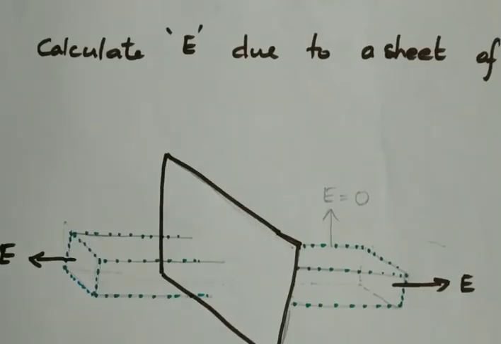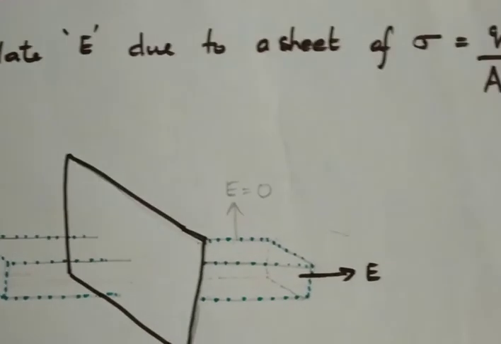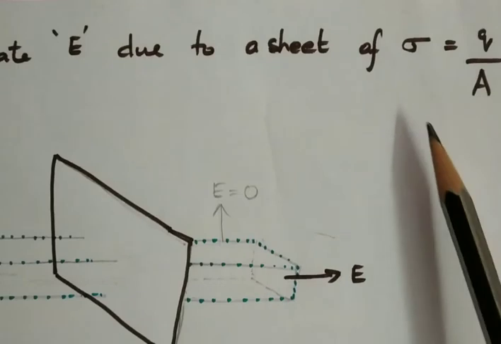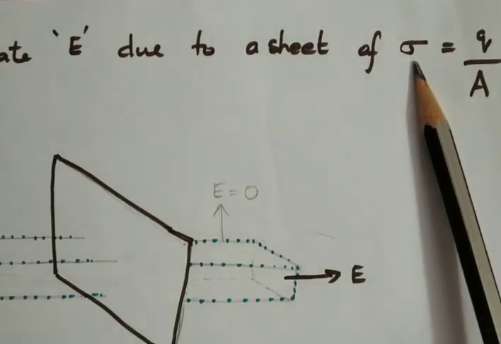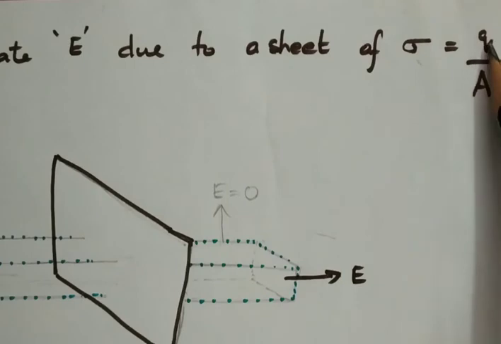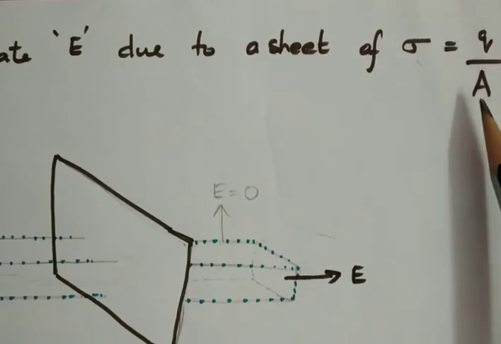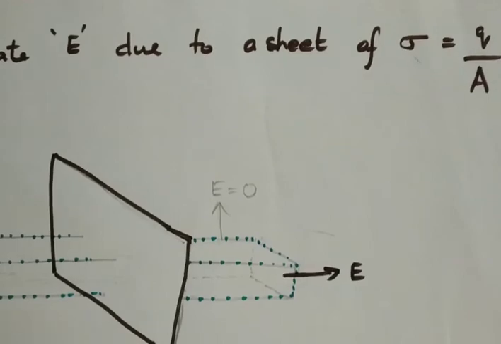Second derivation is to calculate the electric field due to a uniformly charged infinite sheet. Here, the infinite charged sheet has got a surface charge density represented by sigma. Surface charge density was the second formula under charge distribution. What is the formula of surface charge density? Charge per unit area. So, Q by A. So, we are going to calculate electric field due to a charged sheet.